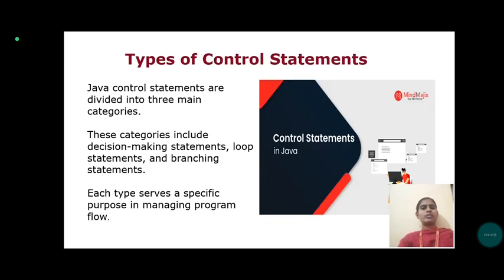Next, what are the types of control statements? Java control statements are divided into three main categories. These categories include decision making statements, looping statements, and branching statements. Each type serves a specific purpose in managing programming flow.